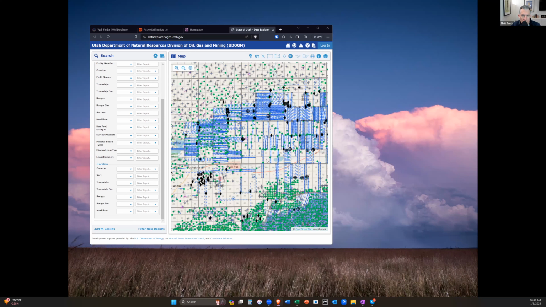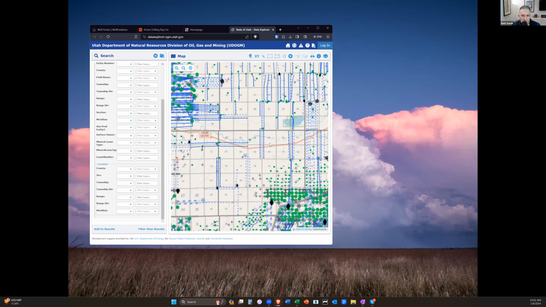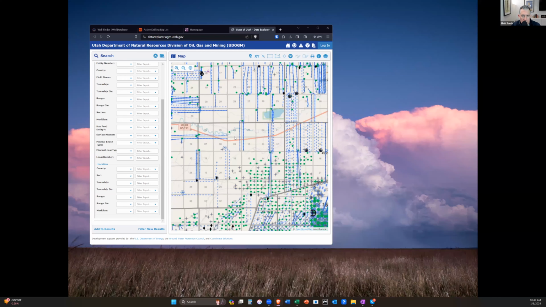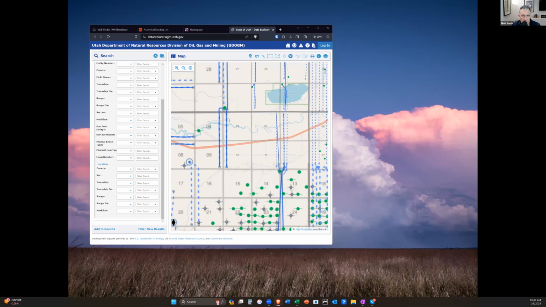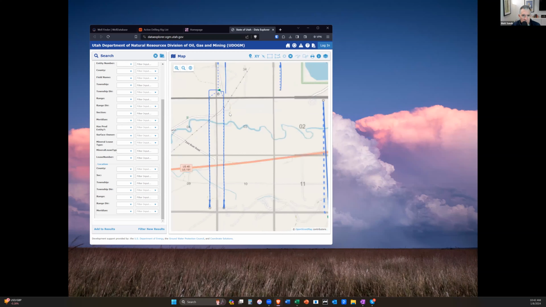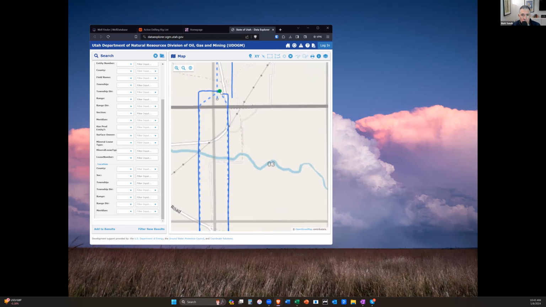So that should be right around here. And section 3, which is this section here. It looks like there is one horizontal well going through that section. So if you had minerals in section 3, just at first glance, looking at this well, I'm assuming that all of the minerals in section 3 and section 10 would be pulled together in a 1,280 acre drilling and spacing unit.